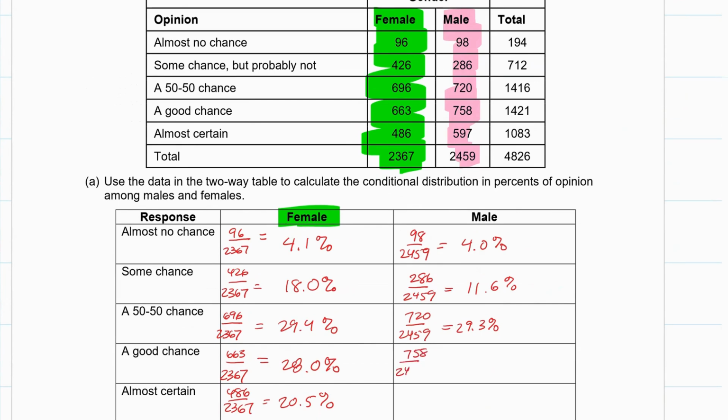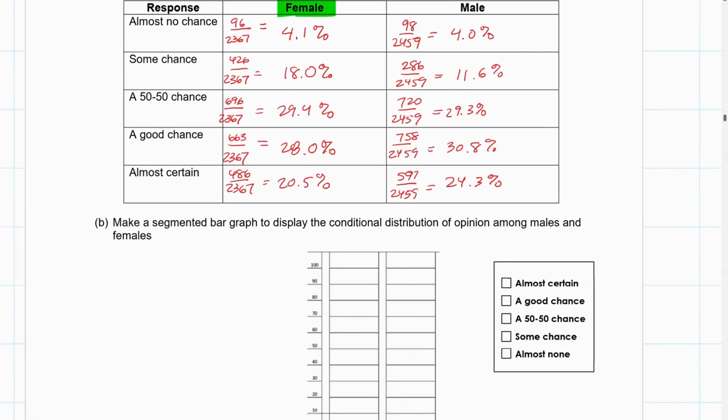758 out of 2459. That's about 30.8%. And then 597 out of 2459. And that's 24.3%. Okay, so on the most optimistic categories, males' percentages are bigger than females. Oh, on this one about having some chance, boy, the males' percentage is lower than females. Maybe there's a trend there. Maybe we should look at this graphically.